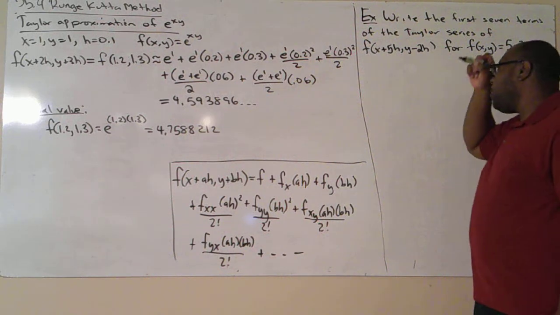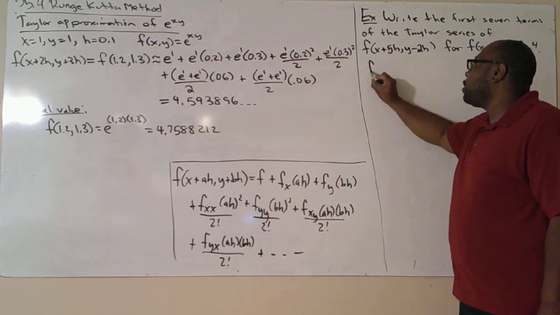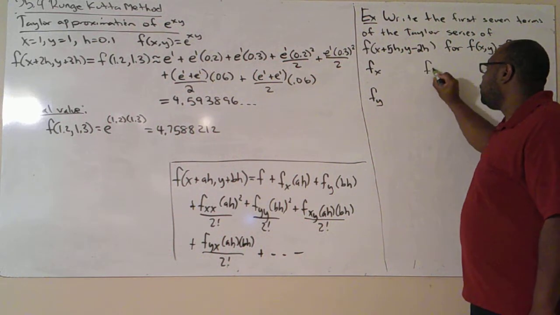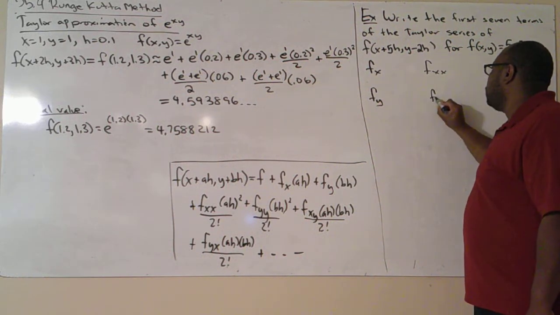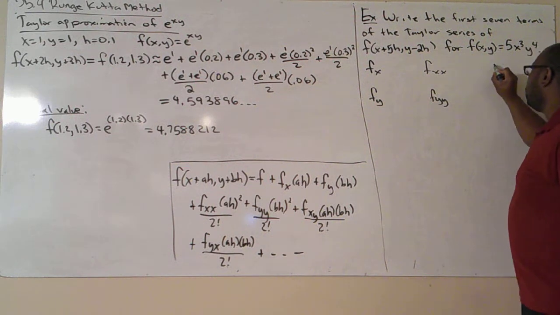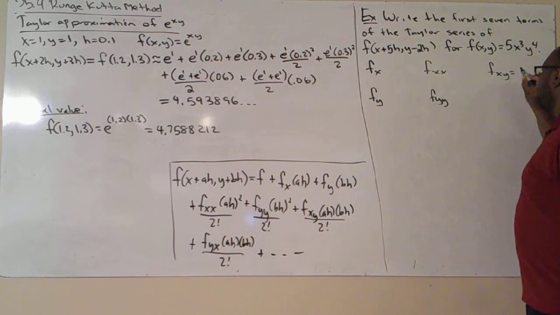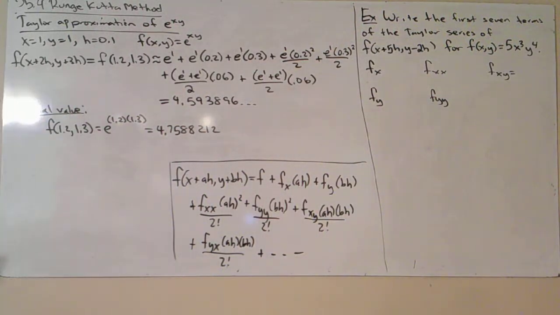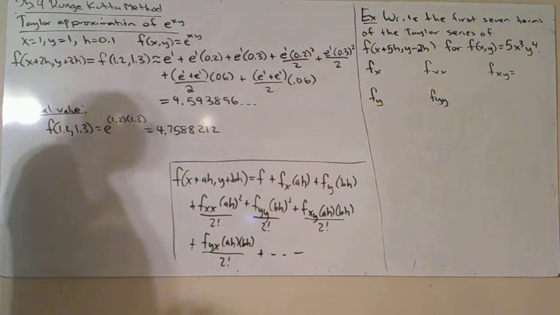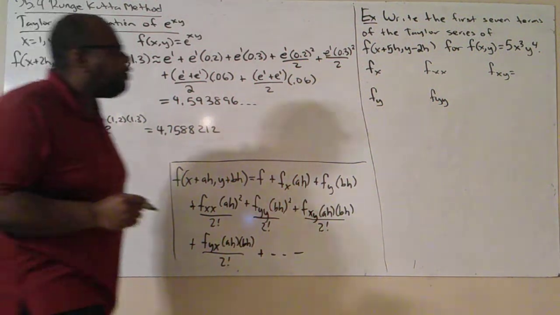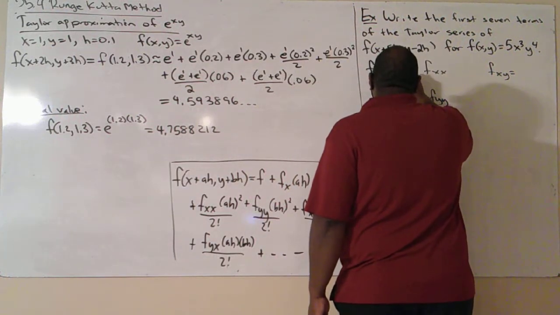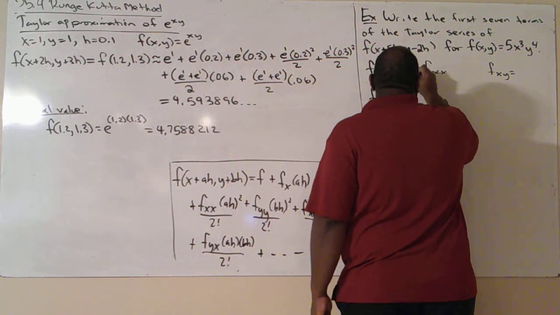Come up with those partial derivatives, right? So let's do that first. Okay. All right, so the partial derivative of this function with respect to x, I have 15x squared times y to the fourth.